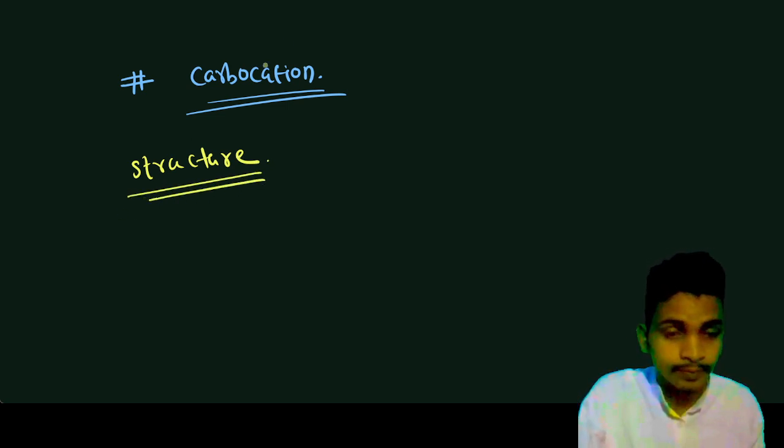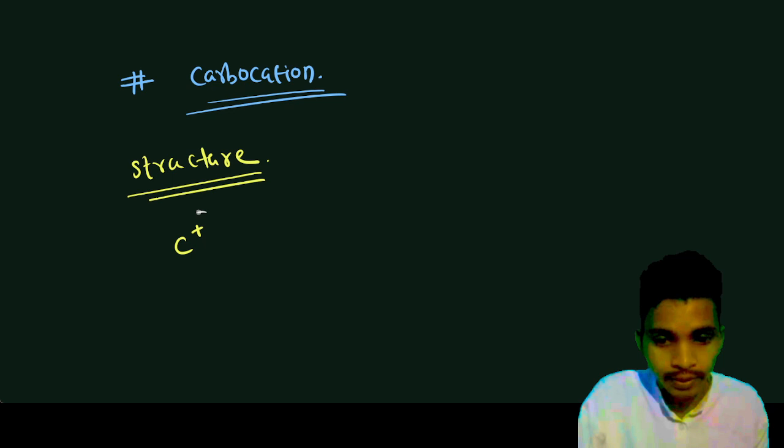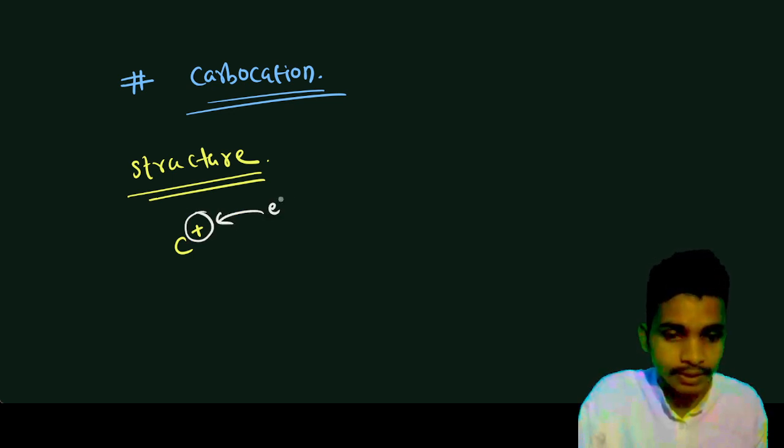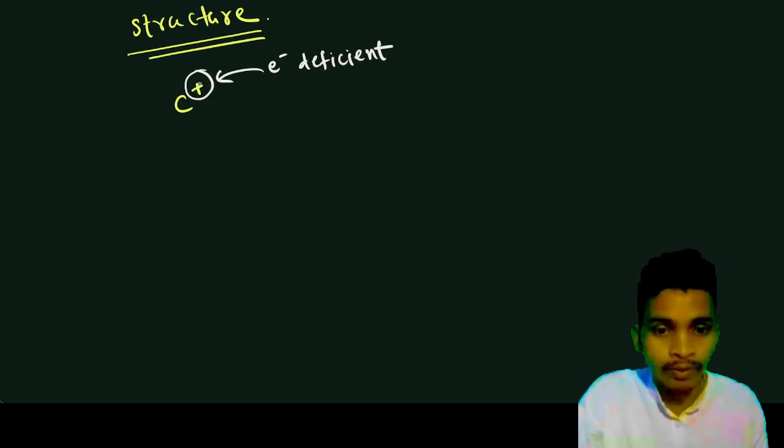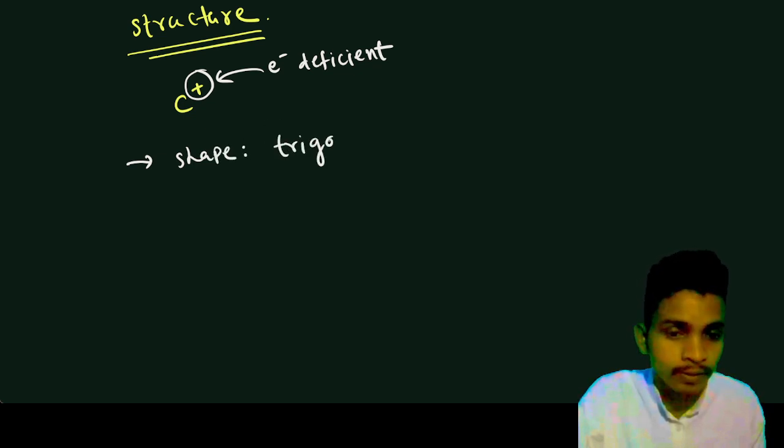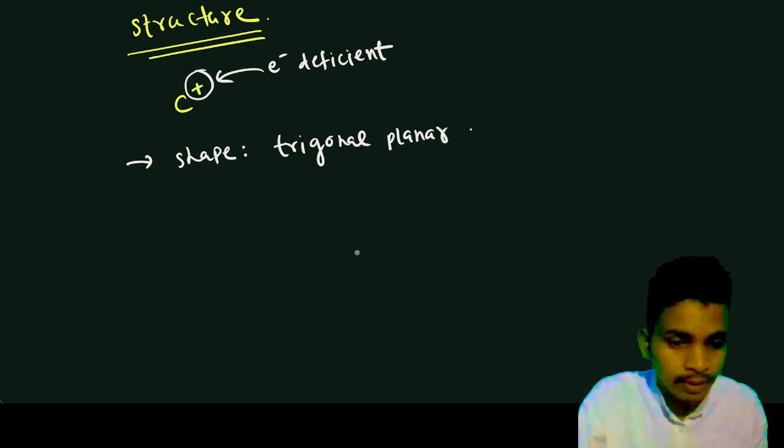structure of carbohydrates. You see that we generally write carbohydrates with a C positive. Positive means electron deficient. This positive shows that an electron deficiency is there. Now whenever we look at carbohydrates, we see that the shape is trigonal planar.